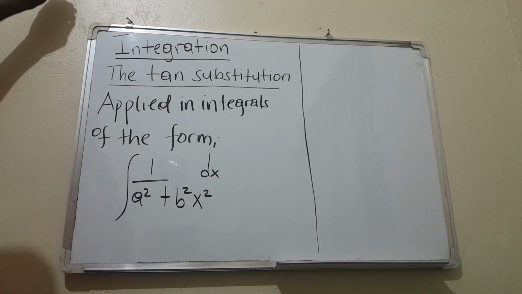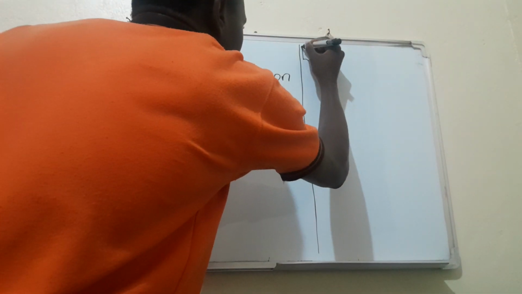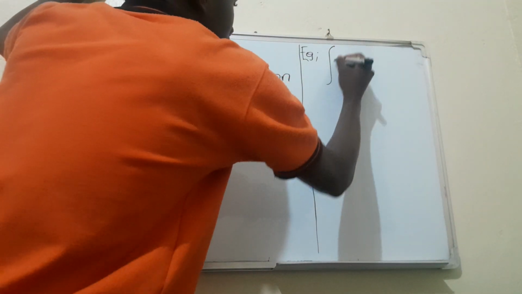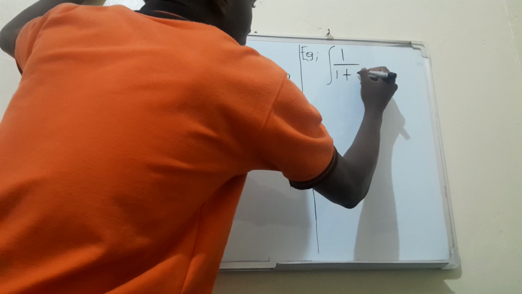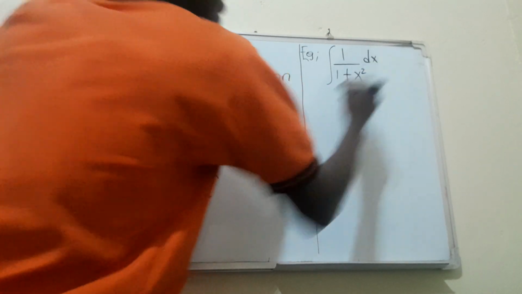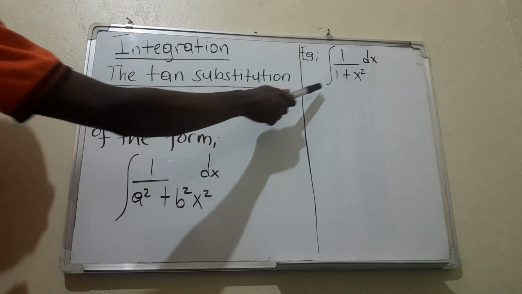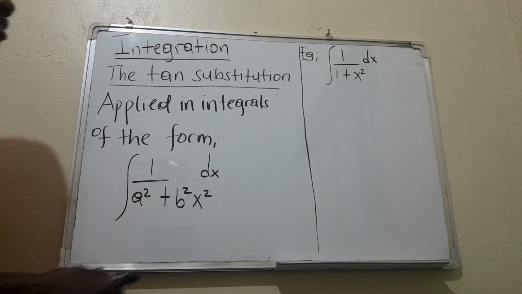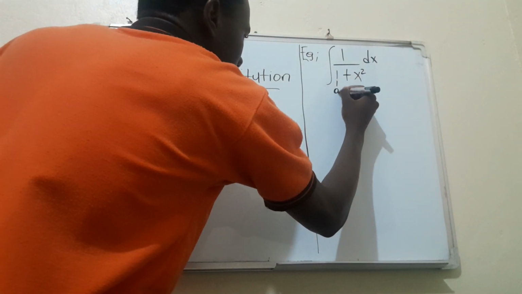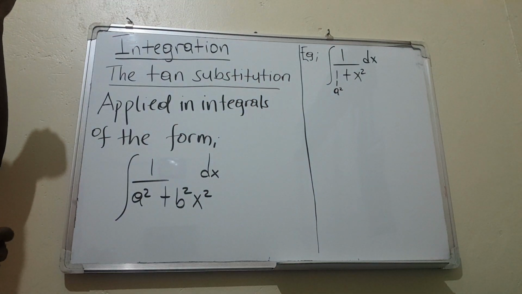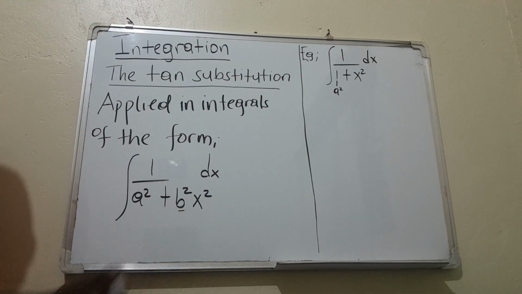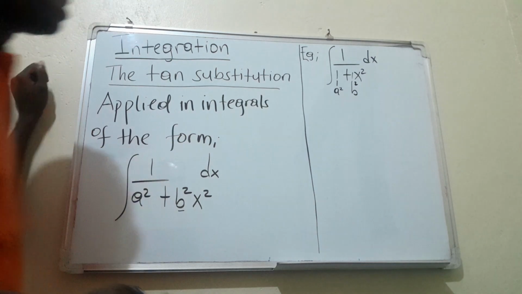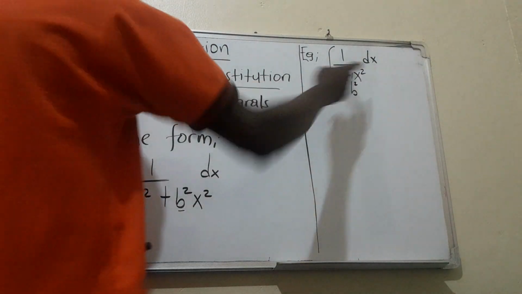For example, if I'm having the integration of 1 over 1 plus x squared dx, to evaluate such an integral, you need to employ tan substitution. A squared is 1, so this is a squared. Then b squared is the coefficient of x squared. So for this case, b squared is a silent 1, and x squared is that.